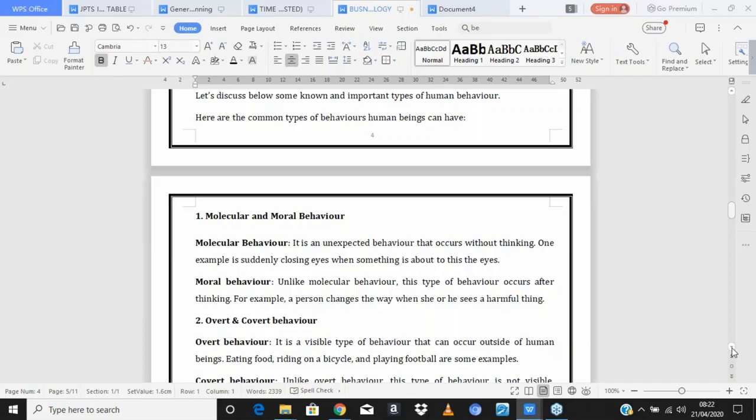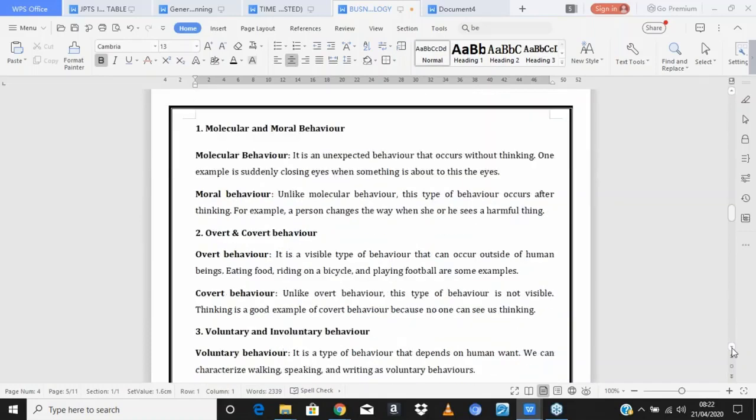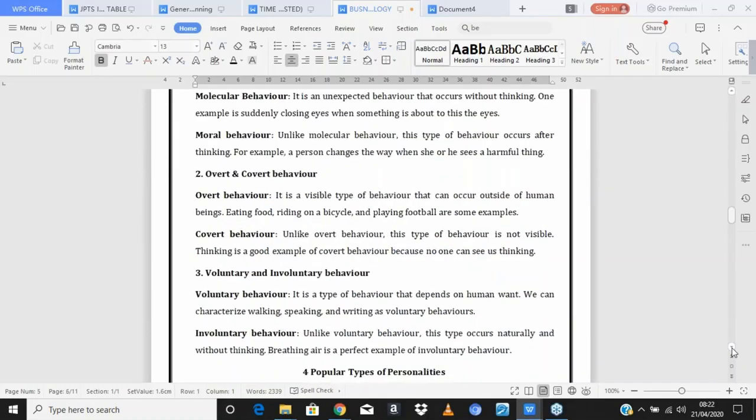The next is overt and covert behavior. Overt simply means it's a physical type of behavior that occurs outside human beings, in our environment, like eating food, riding a bicycle, playing football. All these are examples of what is called overt behavior. It is seen by everybody, it's outward.